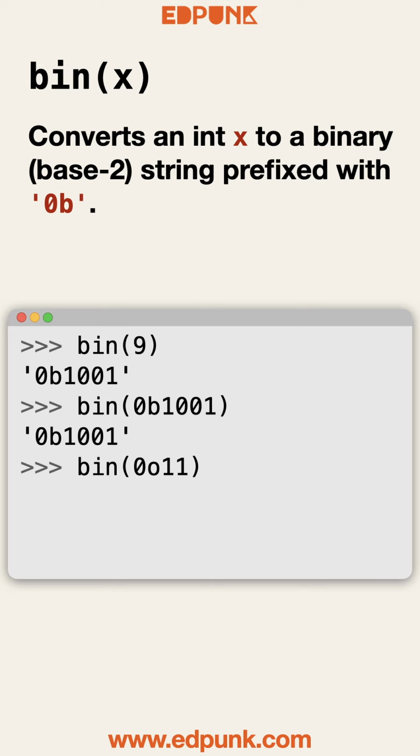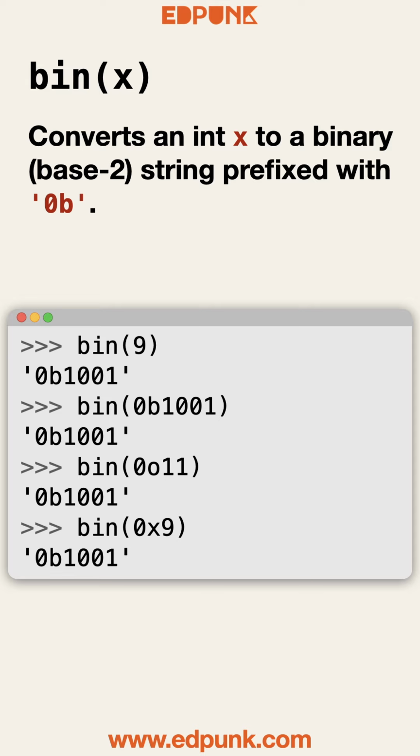Bin of 0o11 returns the string 0b1001, which is the binary representation of 9 provided as an octal number. Bin of 0x9 returns the string 0b1001, which is the binary representation of 9 provided as a hexadecimal number.